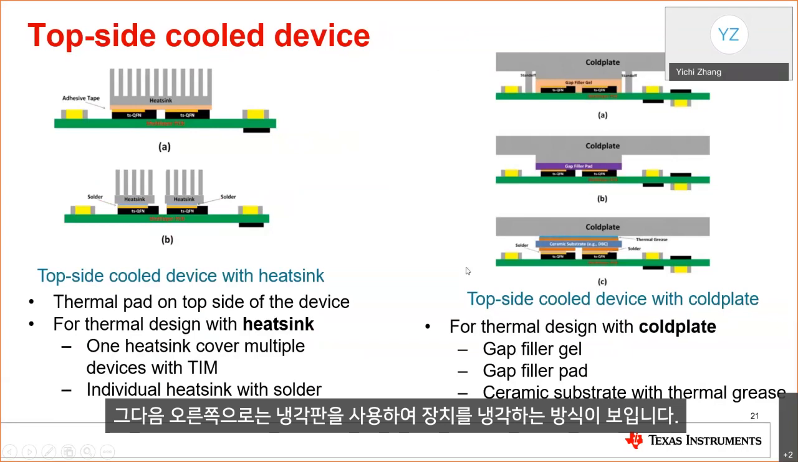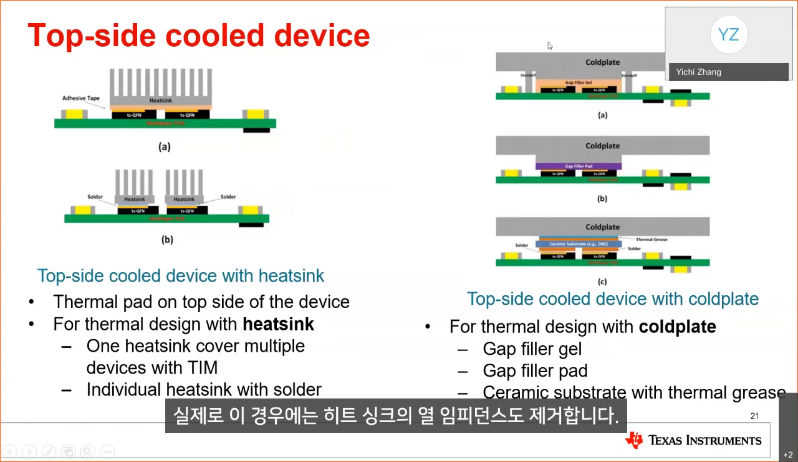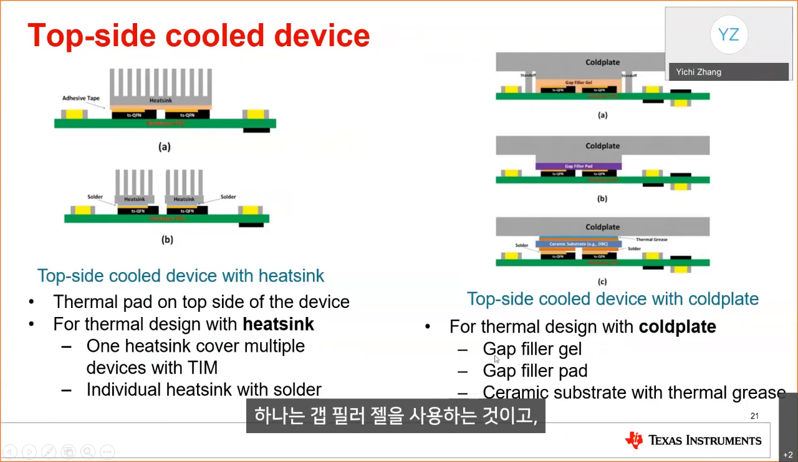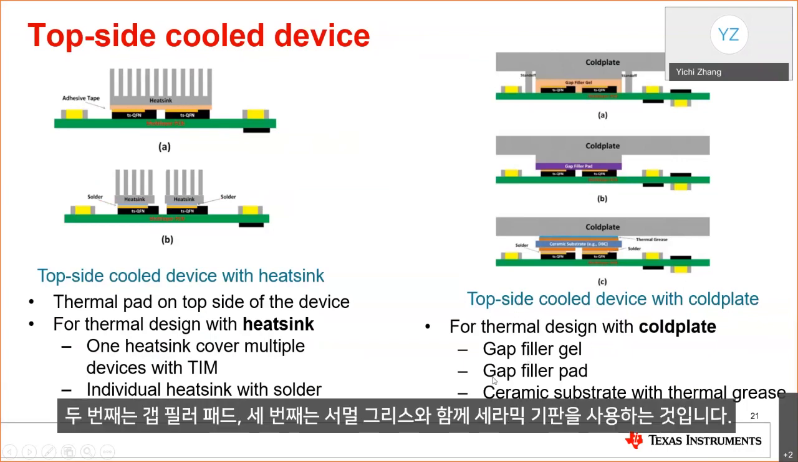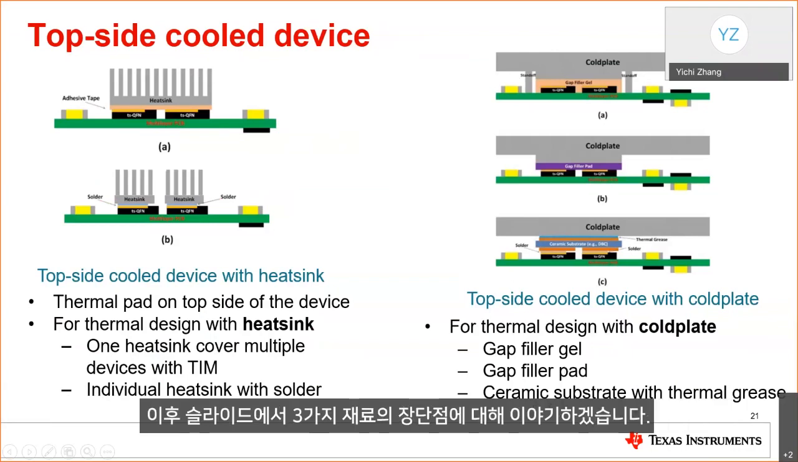And then on the right, there's a way of cooling the device using the cold plate. In this case, you're eliminating the thermal impedance of the heatsink as well. There are three common ways of attaching the device to the cold plate. One is using gap filler gel, the second one is using gap filler pad, and the third one is using a ceramic substrate with thermal grease. I will talk about some of the advantages and disadvantages of these three materials in later slides.